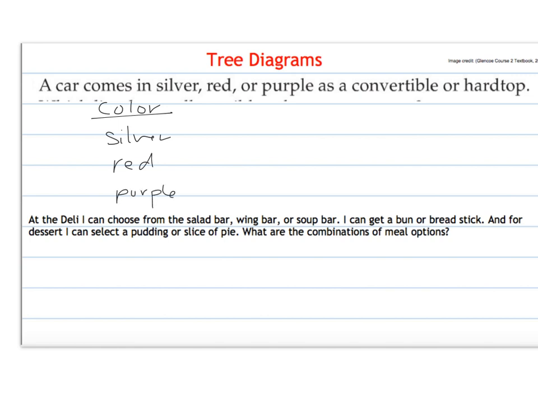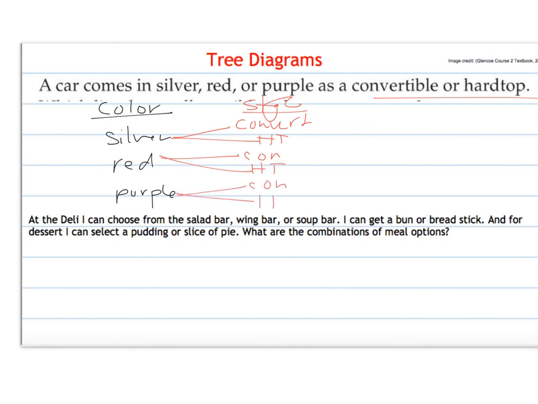This can get messy. If it's silver, my second event is the style, convertible or hardtop. So if it's silver, it could be a convertible, or it could be a hardtop. If it's red, it could be a convertible or a hardtop. Purple could also be a convertible or a hardtop. So what those branches do is they allow me to see that I have 1, 2, 3, 4, 5, 6 possible outcomes.